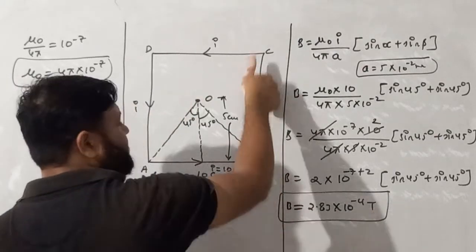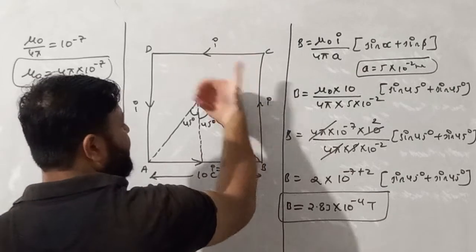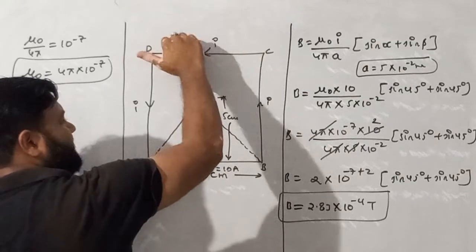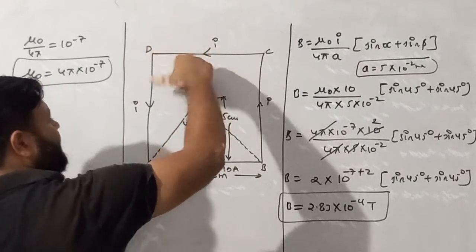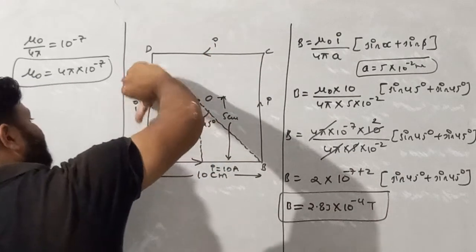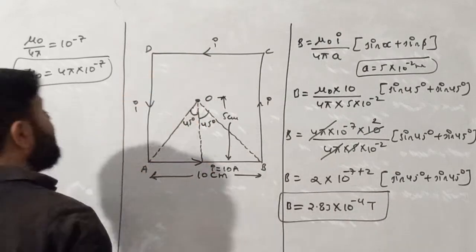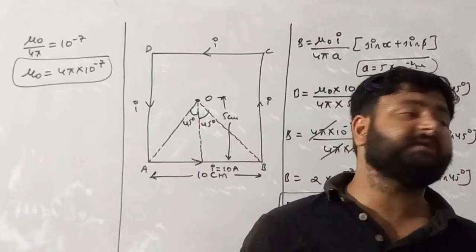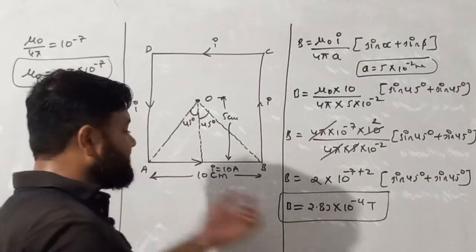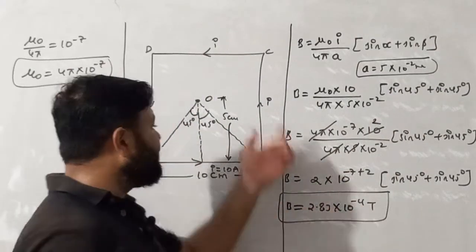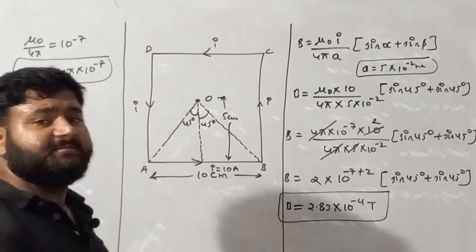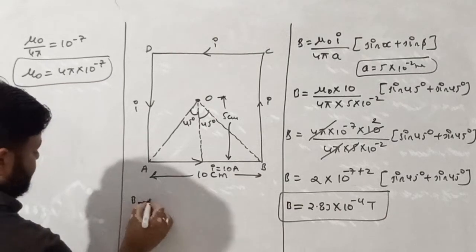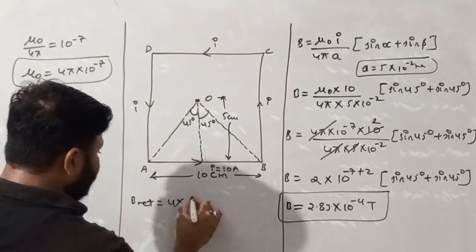Similarly, place your thumb in the direction of current, curl your fingers, again outside. Similarly, place your thumb in the direction of current and curl the fingers, again outside. Place your thumb in the direction of current, curl your fingers. So each side gives the same direction of magnetic field at point O. So this is the magnetic field due to one side, multiply it with 4, you will get the net magnetic field at point O. So B net is 4 into B.